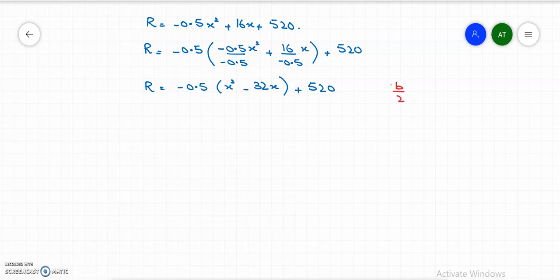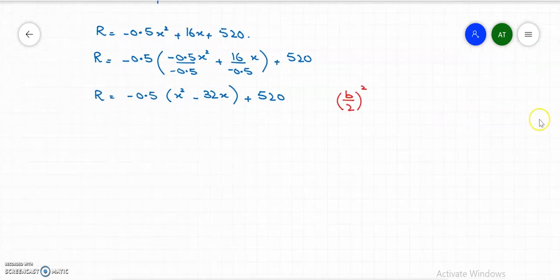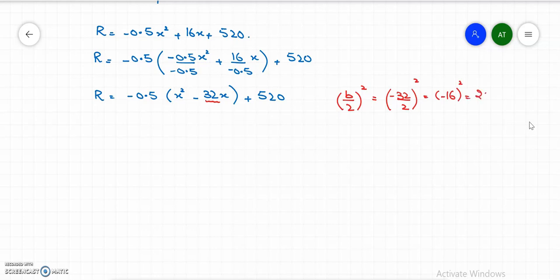Now in the next step, we need to take the b value, divide it by 2 and square it. Let's do it. Okay, now what is the b value? The b value is the coefficient of x. So what is the coefficient of x? That is negative 32. So negative 32 divided by 2, and then square it. Negative 32 divided by 2 is basically negative 16, and the square of negative 16 is 256.